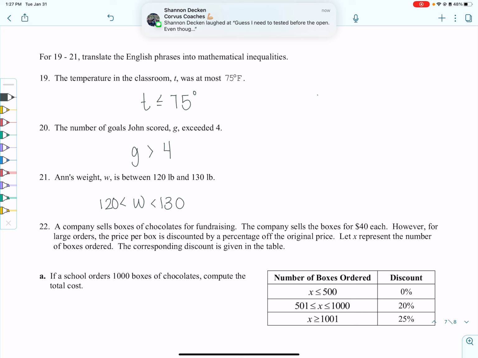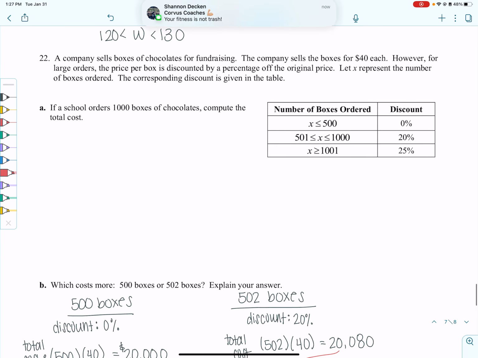All right, here's a little word problem. A company sells boxes of chocolate for fundraising. The company sells those boxes for $40 each. However, for large orders, the price per box is discounted by a percentage off the original price. Let X represent the number of boxes ordered, and the corresponding discount is given by the table. So what we're first going to do is find the order total before the discount, and then we're going to subtract off the discount.